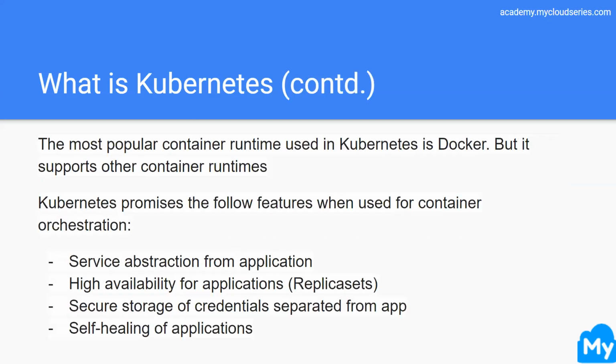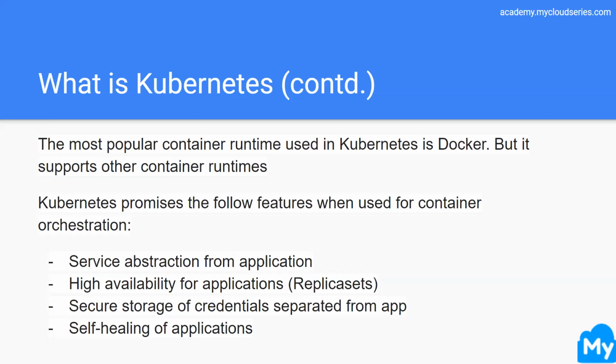Now, the most popular container runtime used in Kubernetes is Docker, but it supports other container runtimes. Remember, during our container runtimes, we talked about rkt, we talked about LXC, and other container runtimes apart from Docker. So Kubernetes does not only support Docker, it also supports other container runtimes. So that's exactly what we are trying to say here. Kubernetes promises the following features, basically. So the reason container orchestration is important are now the points that I'm going to lay down here and why Kubernetes is the most used and most trusted.